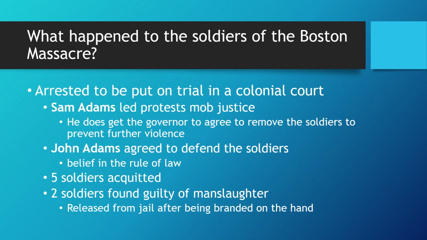John Adams, who would later become the second president of the United States, was a prominent Boston lawyer and cousin of Sam Adams. While he agreed in principle with many of Sam's ideas, he believed that the rule of law should be maintained and the soldiers should get a fair trial. He successfully defended them in court amidst a hostile audience that included his cousin.